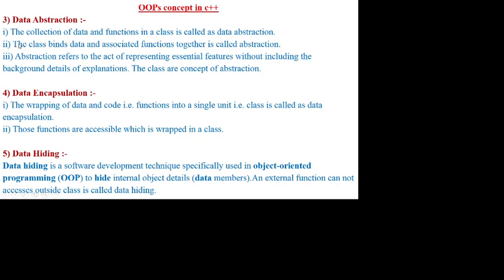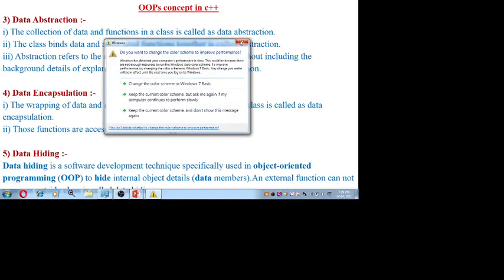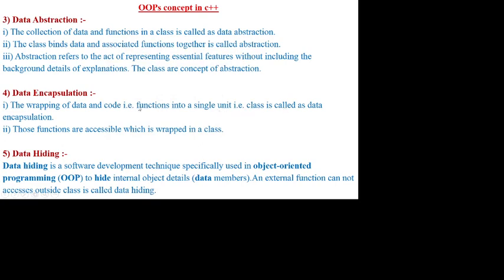After discussion of data abstraction, the next objective is data encapsulation. As the name suggests, a capsule is like a tablet: it contains various contents, and that content is bound into one unit, which is known as a capsule. In a similar way, in C++, data encapsulation is defined as the wrapping of data and code, that is functions, into a single unit, that is a class. Those functions are accessible, being wrapped in the class. So data encapsulation and data hiding are in a similar way the same.